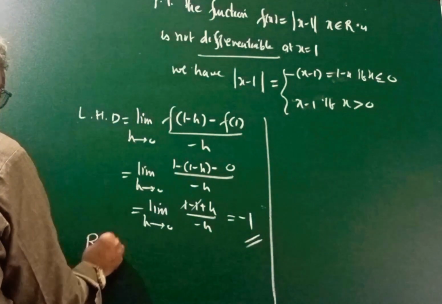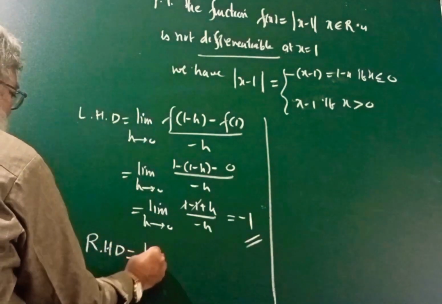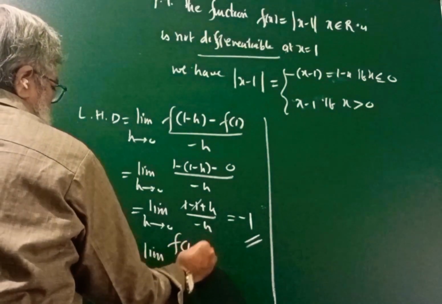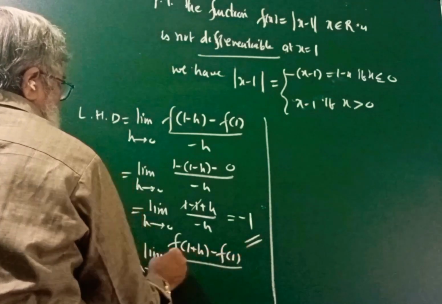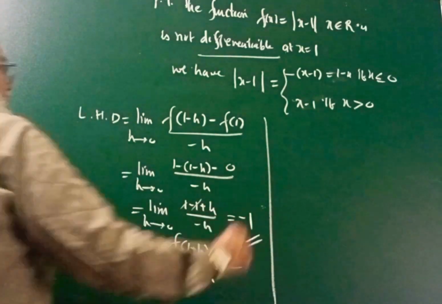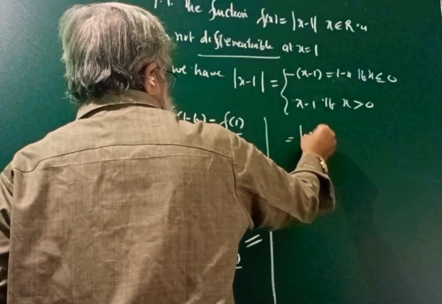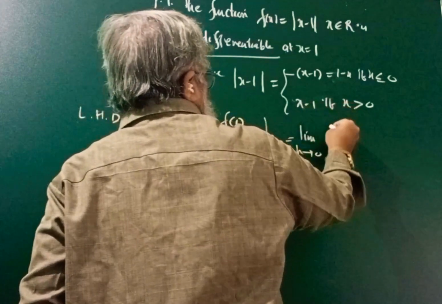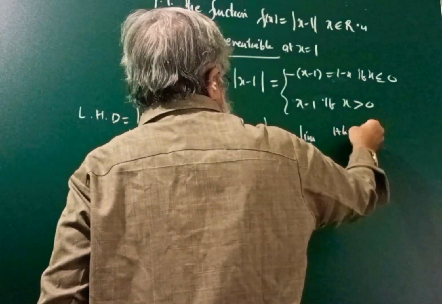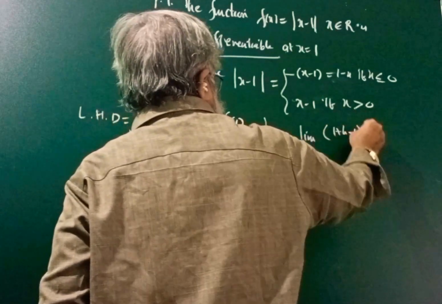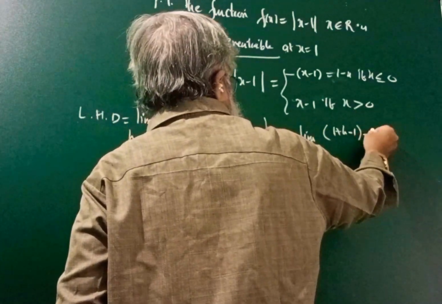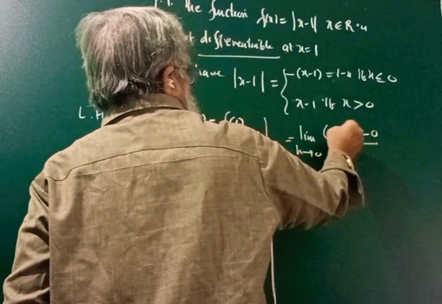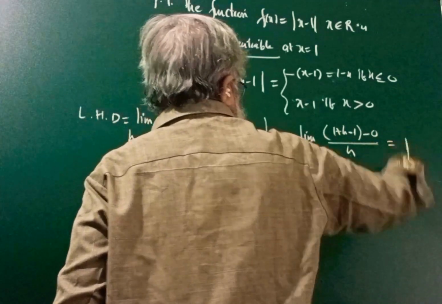Right hand derivative is given by limit h tends to 0 of f of 1 plus h minus f of 1 divided by plus h. That is equal to limit h tends to 0, f of 1 plus h, this is admissible now, it is 1 plus h minus 1, minus f of 1, which is 0 here, divided by plus h. Minus 1 plus 1 get cancelled, h cancels here, the answer is plus 1.